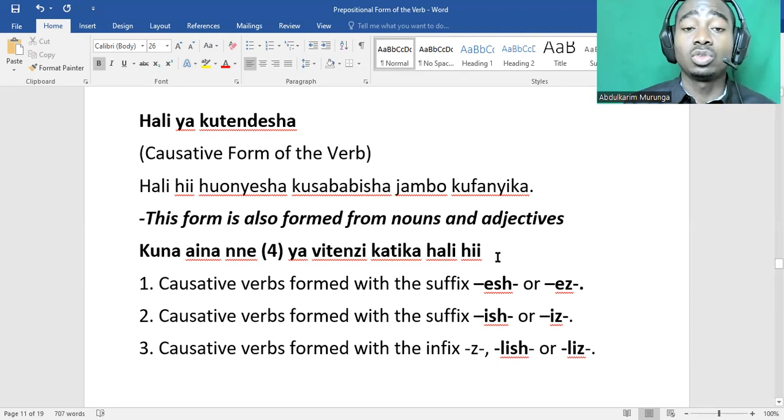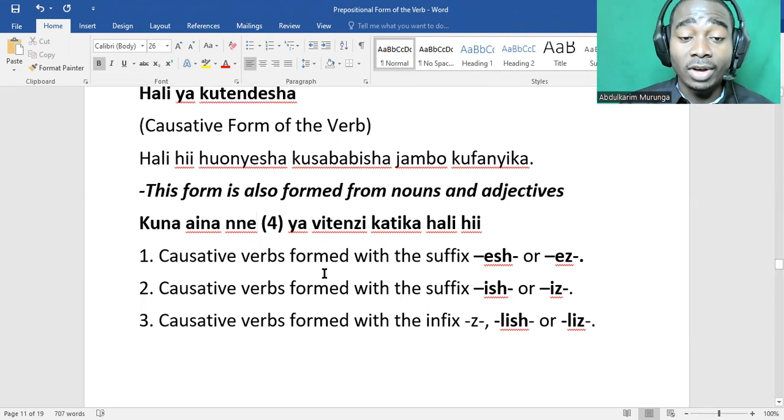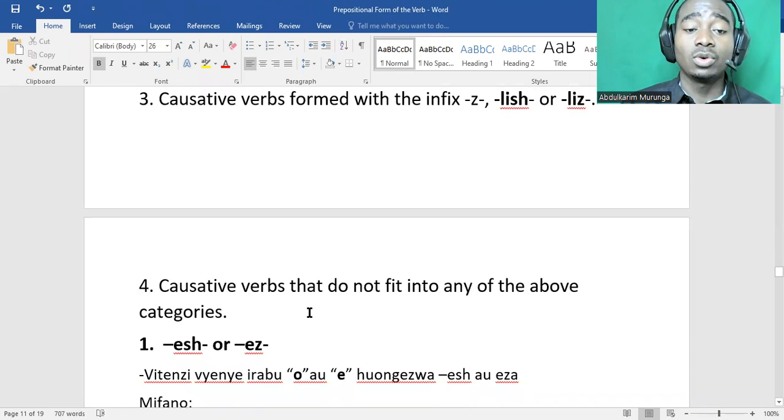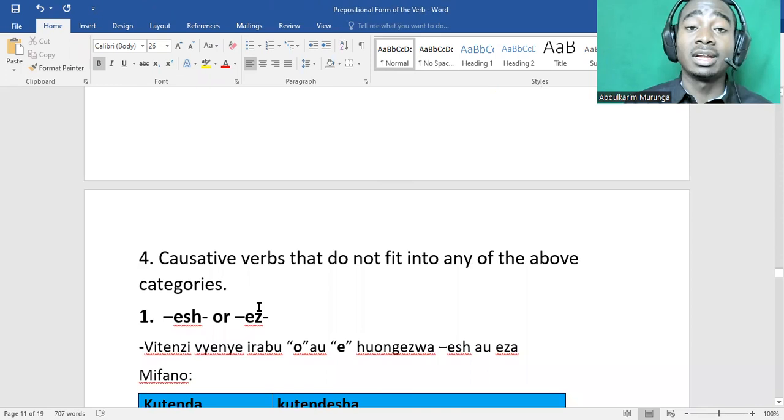The first one, causative verbs formed with the suffix -ish or -es. Nambari ya pili, causative verbs formed with the suffix -ish or -is. Tatu, causative verbs formed with the infix or suffix -z, -lish or -lis. The fourth one, causative verbs that do not fit in any of the above categories, and you'll be able to understand.